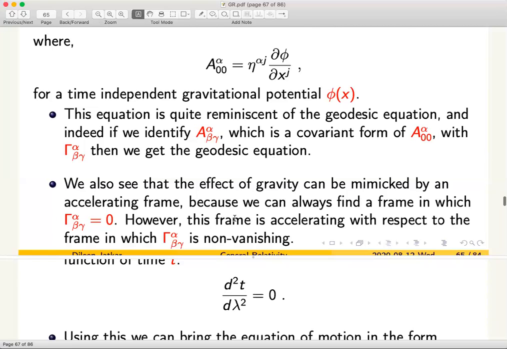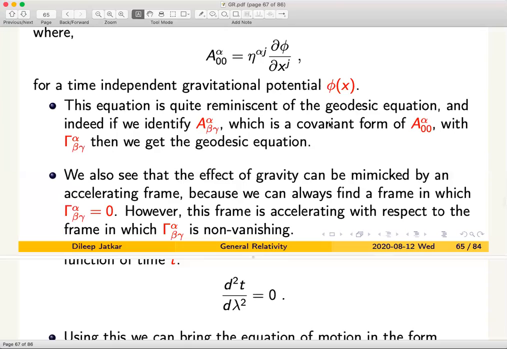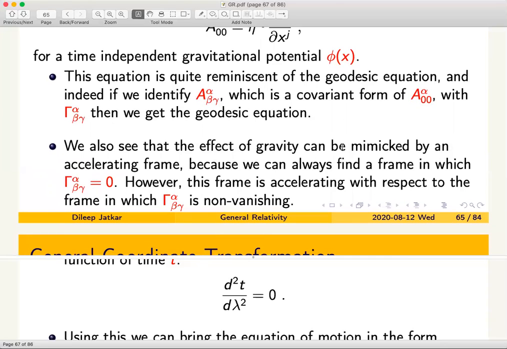Okay, that geodesic equation has the same form as what you would generate by studying, say, a particle of mass small m in the presence of some gravitational potential. As a result, we can therefore claim that the effect due to gravity can be mimicked by an accelerating frame. But in the accelerating frame, there always exists a frame in which you can set gamma to 0. And if you are in that frame, then you are essentially not seeing the effect due to gravity.